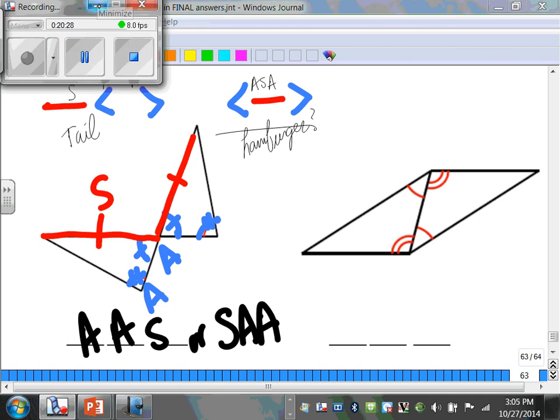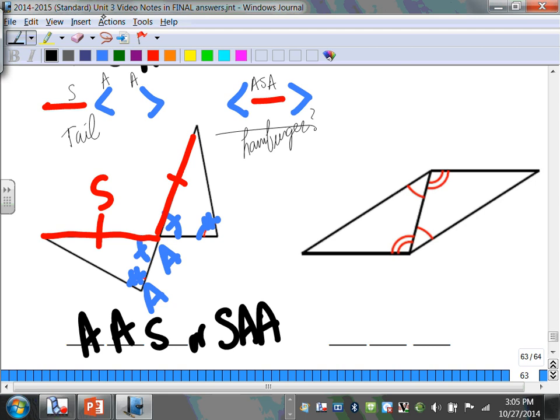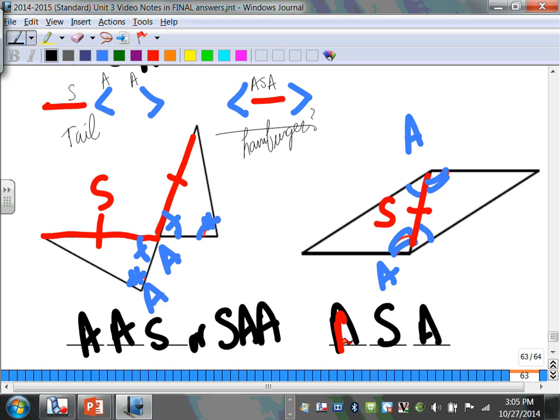All right, students. Ready? Okay, let's see what you did here. So here you had a pair of angles, and then we had another pair of angles, and then a side was sandwiched between. So technically, this is going to be angle, side, angle.